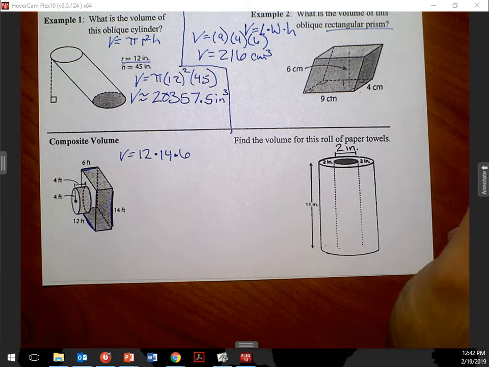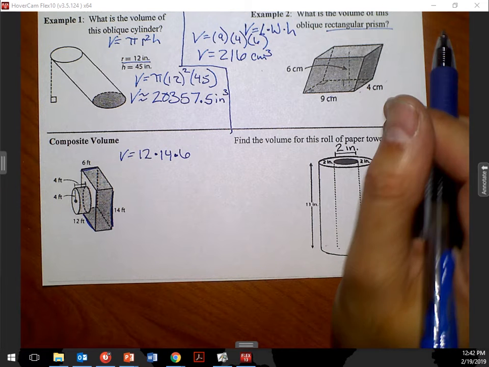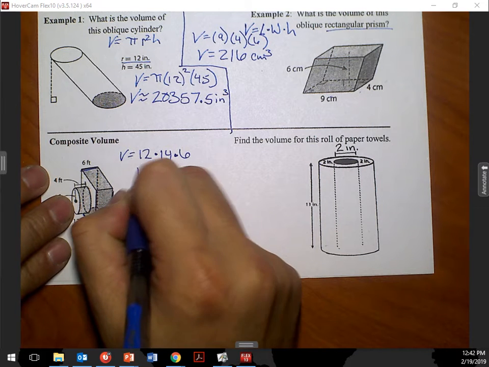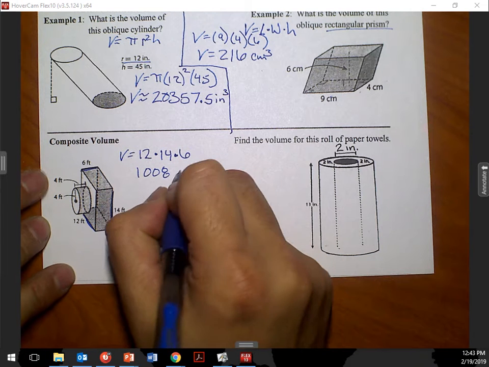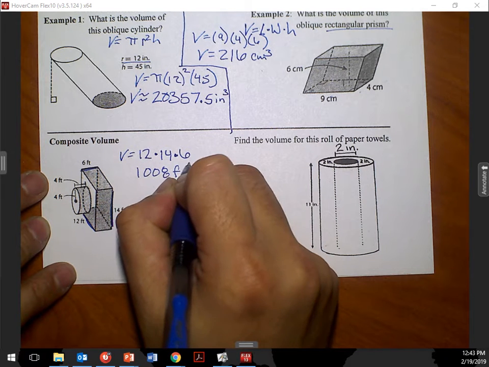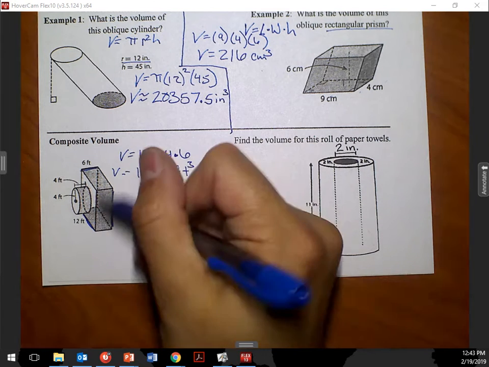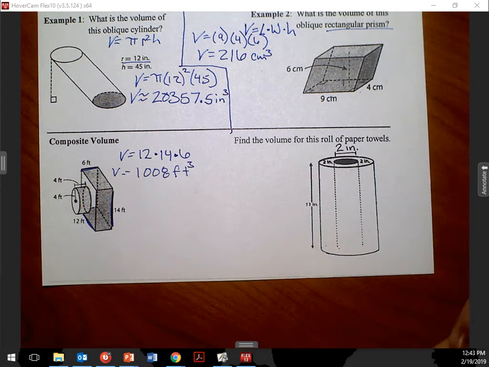What is it? You all have calculators. 1,008. And that's going to be centimeters cubed. So that's that piece right there. That's just the rectangular prism. But now we have a cylinder attached to that.